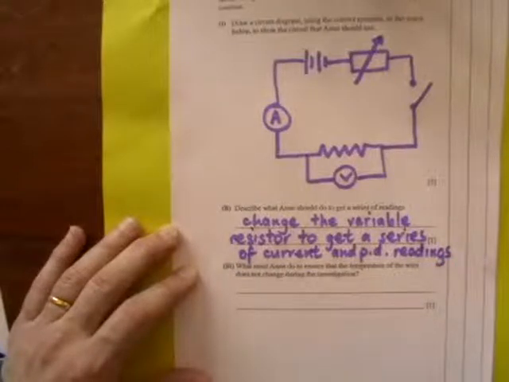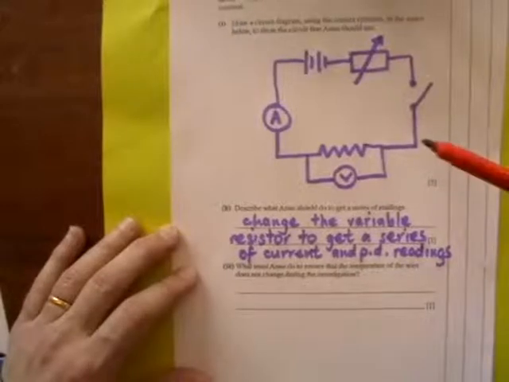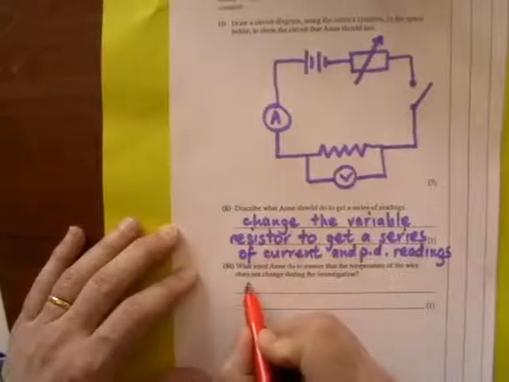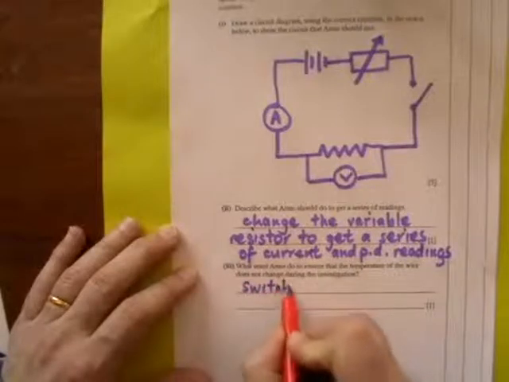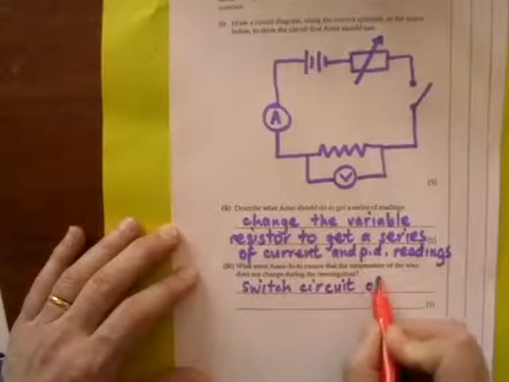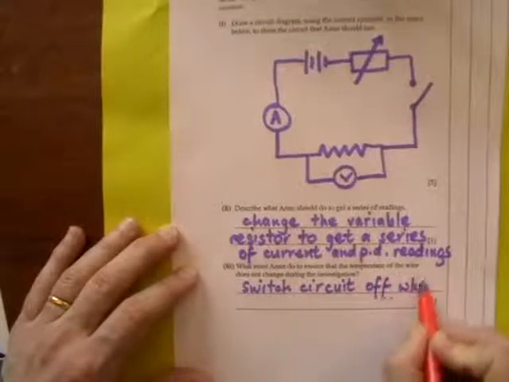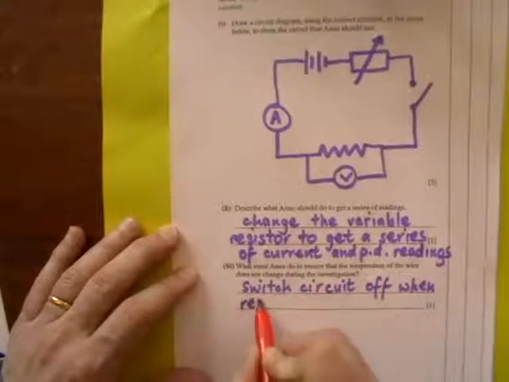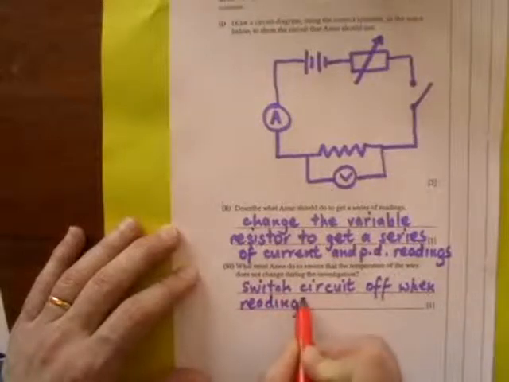What must Anne do to ensure the temperature of the wire does not change during the investigation? Well, in order for the wire not to heat up, you need to switch the circuit off whenever it's not being used, and only switch it on when readings are being taken. So switch the circuit off when readings are not being made.